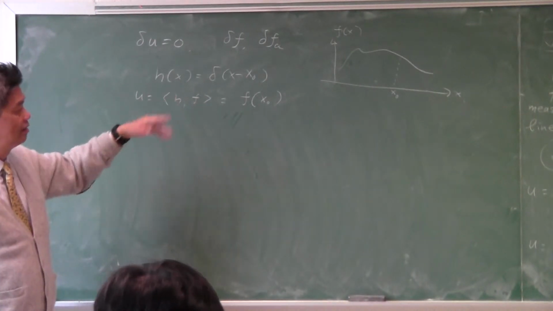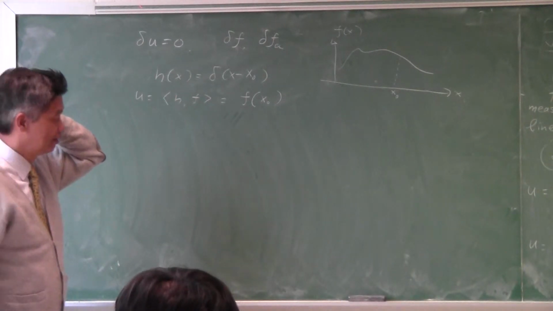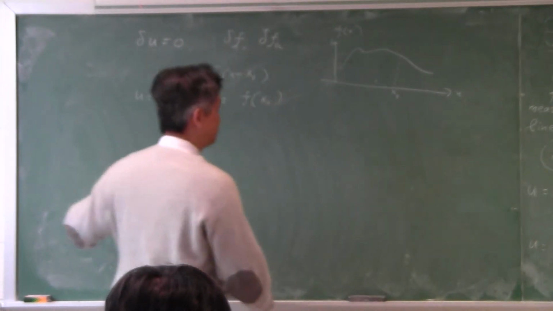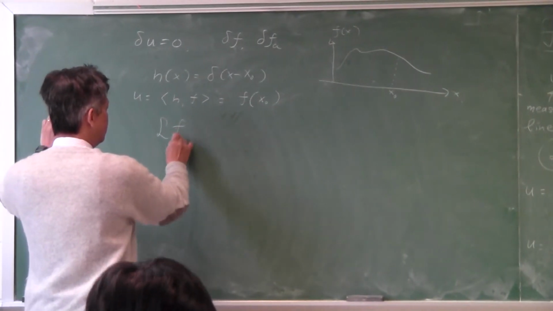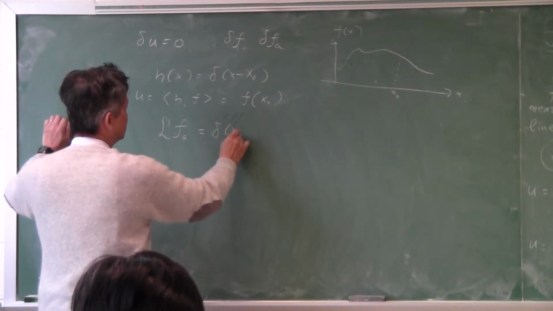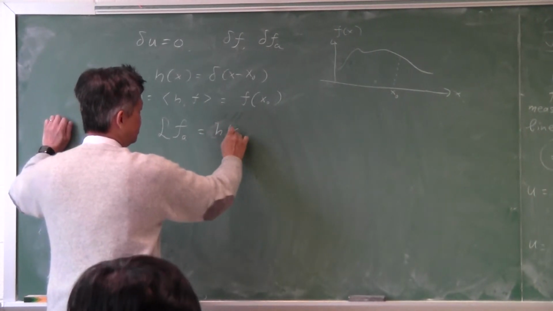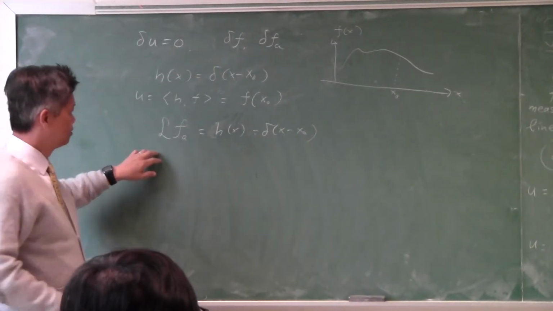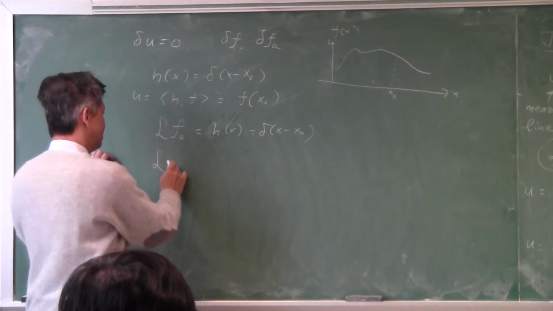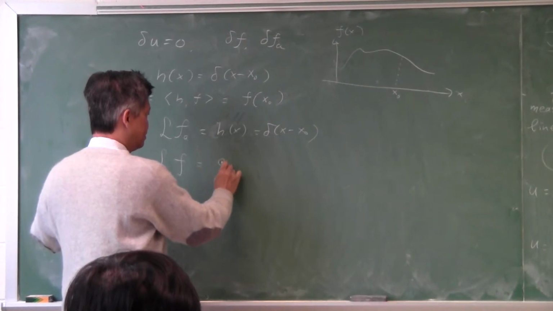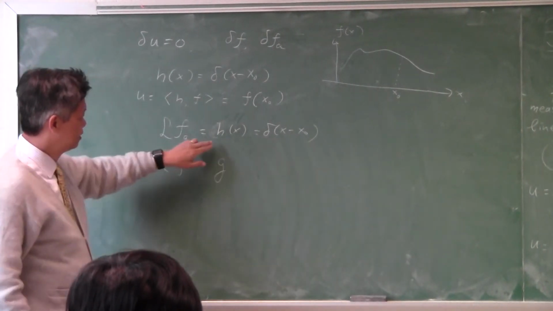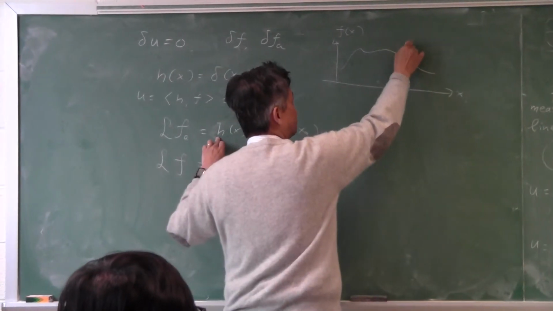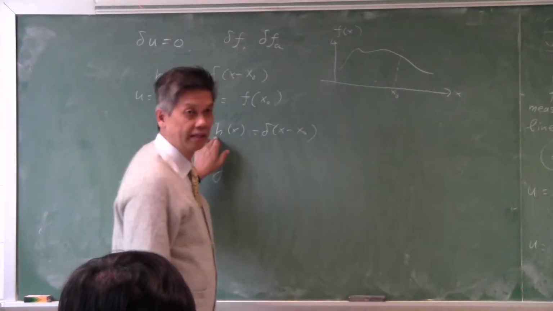Okay. How can I improve the procedure so that the solution here is the best? What it means is that I have to solve this auxiliary problem. Is equal to Hx, right? Is equal to delta x minus x naught. So I'm actually solving something very similar to the original problem, except that the right-hand side has been replaced by a delta function source at that point.